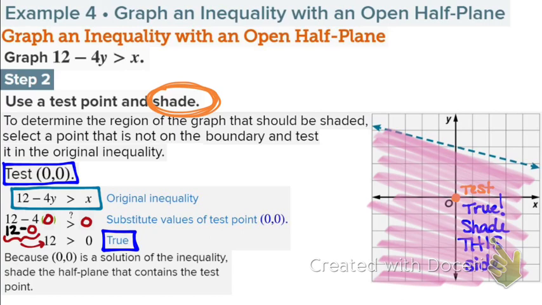If we test our point and we get back something that's true, I shade that side. If I test that point and I get something that's false, like 0 is greater than 5. 0 is not bigger than 5, is it? If I get a false statement, then I don't shade that side, but I still need to shade. So which side would I shade if I see something false? Yes. If we test our point and it's false, then I shade the other side of it.